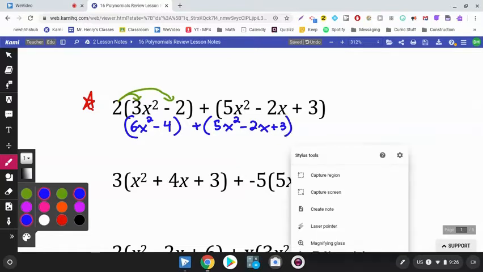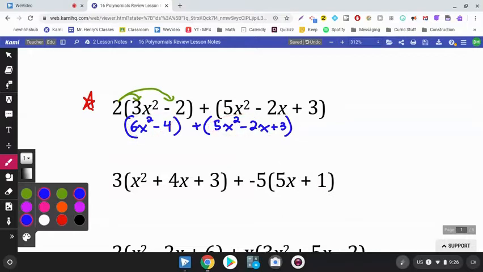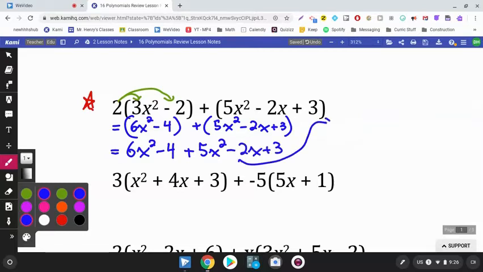Now I have a polynomial times a polynomial. This times this. Okay, well, the next thing I do is actually add these. And I remember with addition, you really just drop the brackets. There's nothing else there. 6x squared minus 4 plus 5x squared minus 2x plus 3. There's nothing to change those signs. There's no new information. Okay, I'll move my work over here.